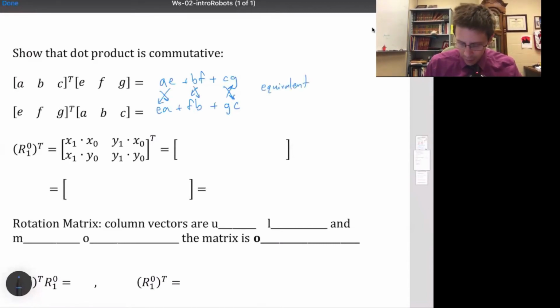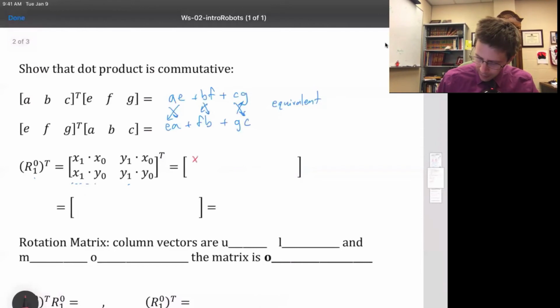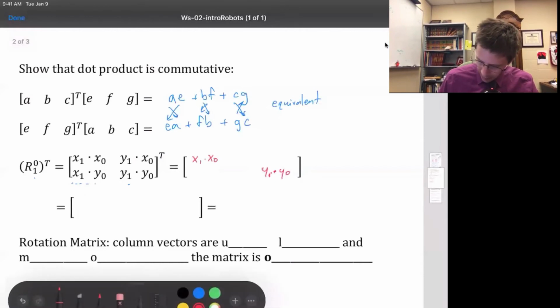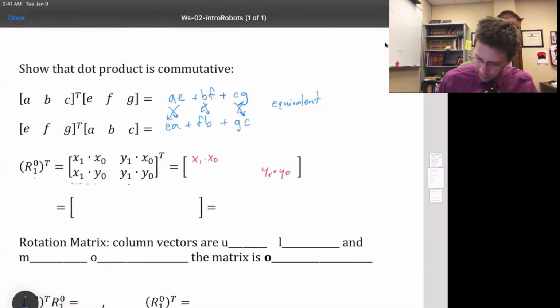And so if I have a rotation matrix, I have R1 in frame 0. That gives me these 4 projections. If I take the transpose of that, what do I get? Let's work that out. I just copy the diagonals, x1.x0, y1.y0, and then I'm going to flip the right diagonal. So this one will be x1.y0. This one is y1.x0. And since this dot product is commutative, I can swap the order of these two, and I'm going to go ahead and do that.